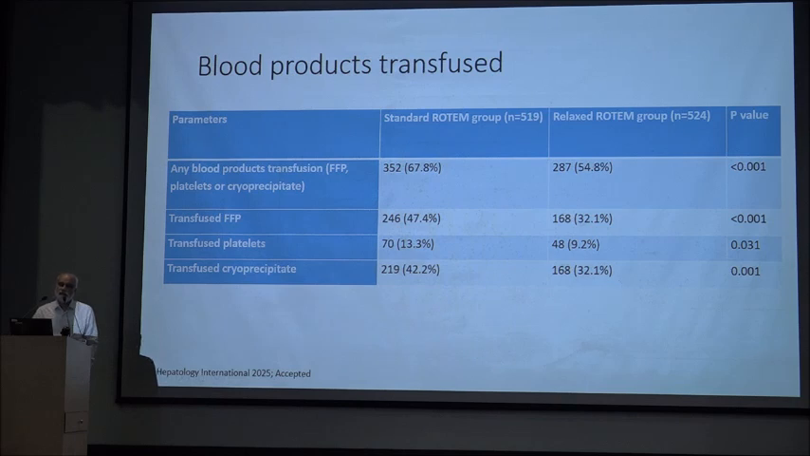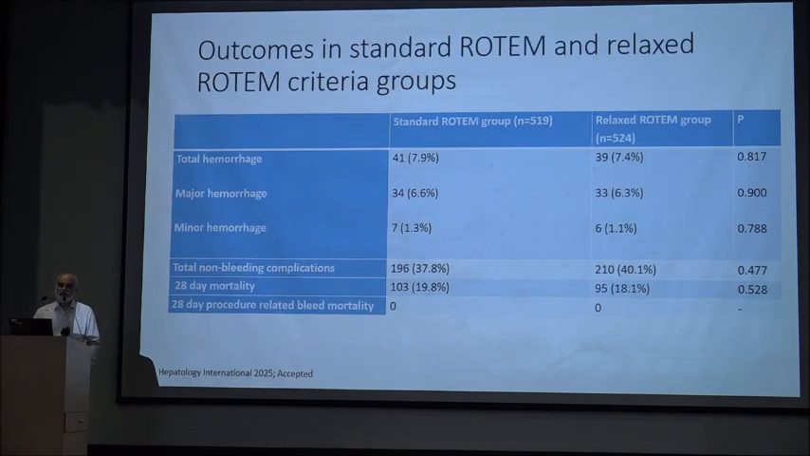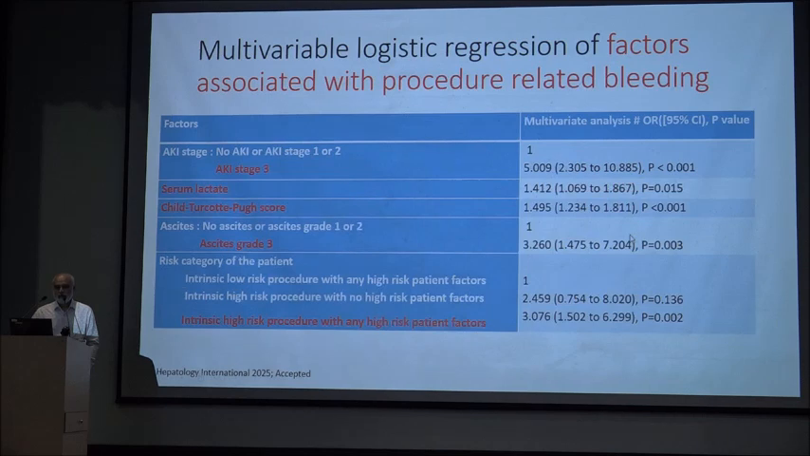So if we look at the blood products transfused, in a standard group it was higher, this was expected because this was the relaxed group. So all the products transfused were less in the relaxed ROTEM group, which is expected. But major hemorrhage, minor hemorrhage, total non-bleeding complications, 28-day mortality and 28-day procedure-related bleed mortality were similar.